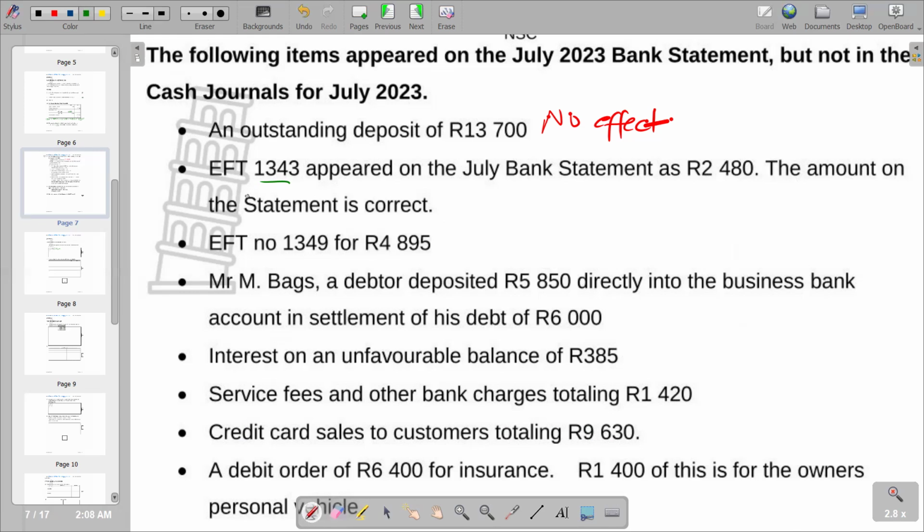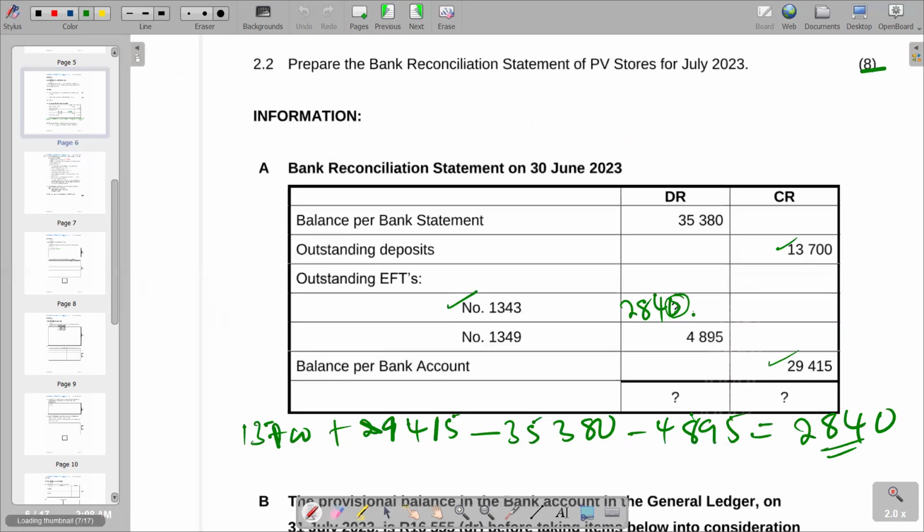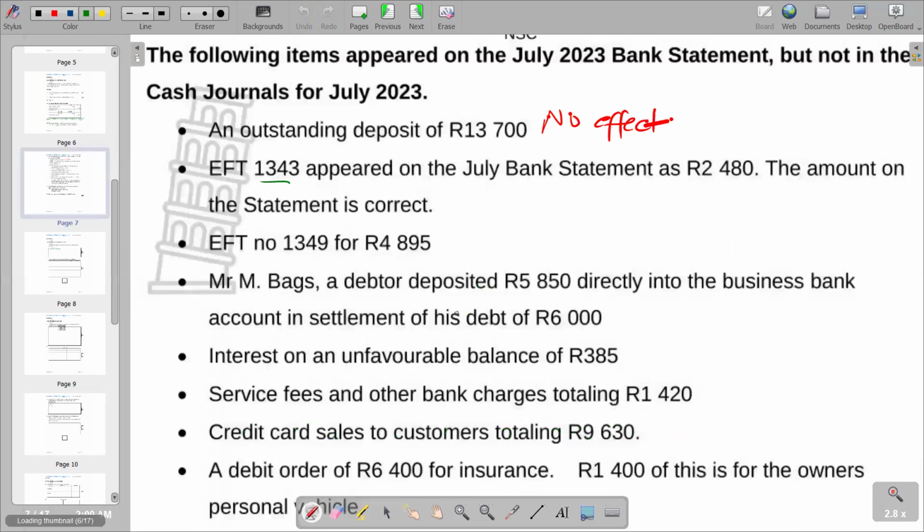So the next one is saying EFT number 1349, 4,895 is appearing on the bank statement, but not in the cash journals. But if you see this EFT number 1349, you have to check the previous month's bank reconciliation to check if it was there. So you see that 1349 we have in there. It means last period it was in the ledger, but not on the bank statement. But now it's appearing on the bank statement. So it has no effect. We can just take note of that.